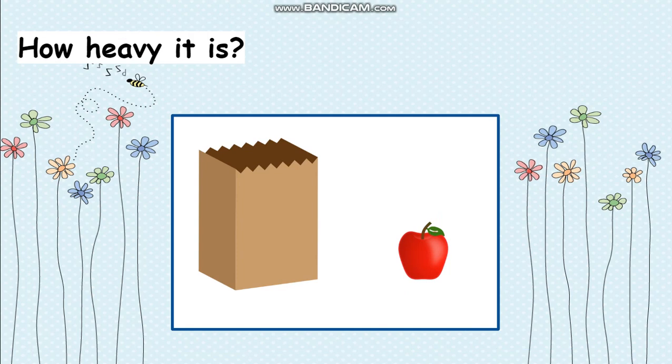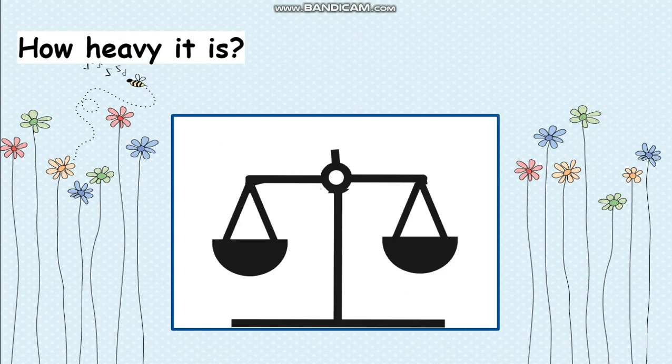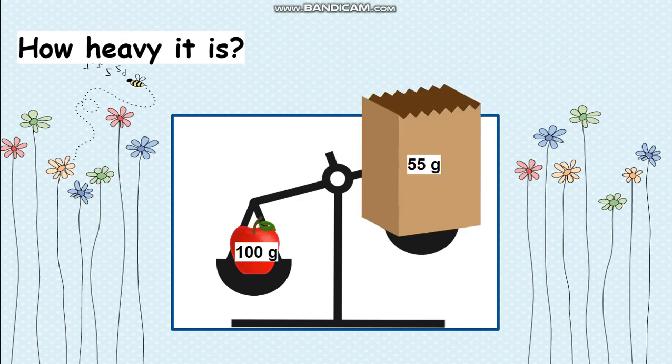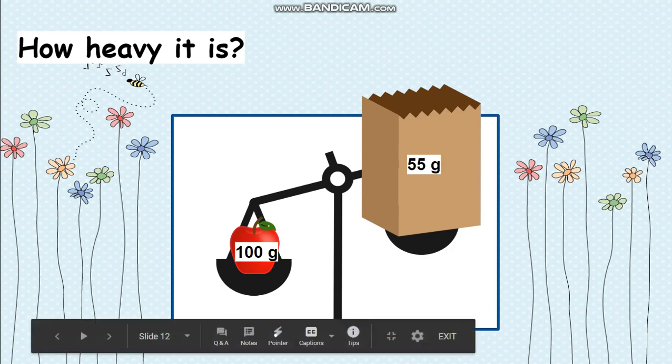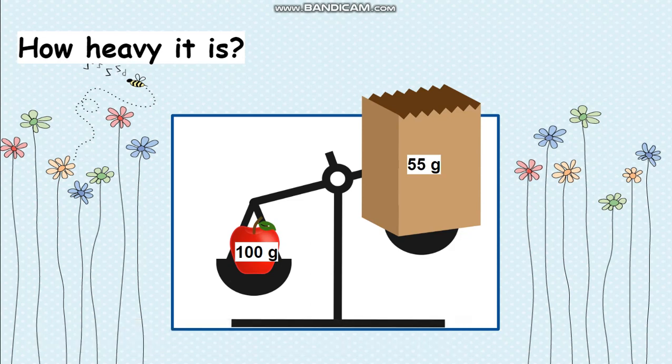For example, we put these two things onto a scale. This is a scale. Let's put the paper bag on the right and the apple on the left. And we look at the scale, what happened? The one with the apple in it actually goes down more, right? It means the apple is heavier, and the paper bag is actually lighter. It's not that heavy.